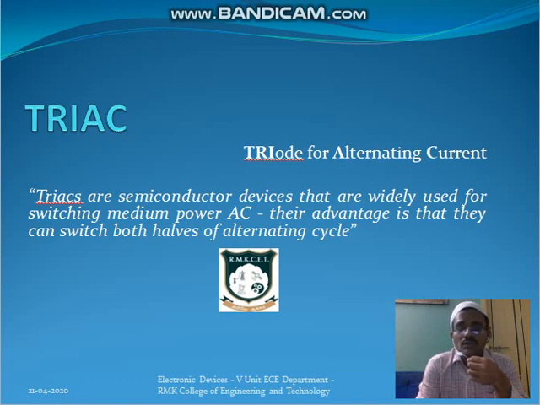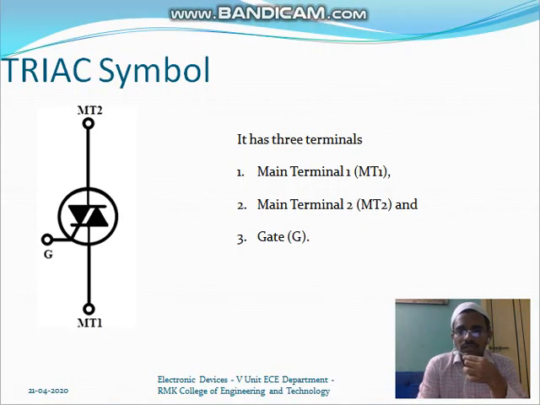Triode for alternating current. Now, this is a very important device which is widely used for switching medium power alternating current supplies. And the major advantage is that it can switch between the two halves of the alternating cycles, right? So we see the symbol of the TRIAC. You can see here the symbol of the TRIAC, where it has three terminals: MT1, main terminal 1, MT2 and gate.